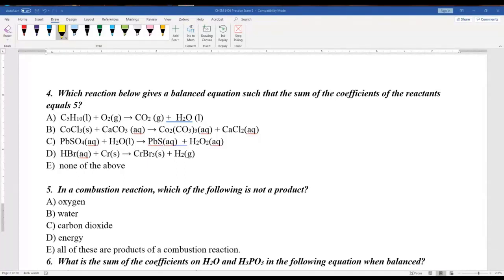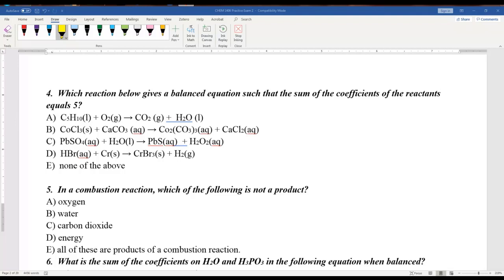So it says in a combustion reaction, which of the following is not a product? Energy. What do you think? Energy is not a product. Actually, that's not true. If you burn something, doesn't that release energy? Light, heat energy?